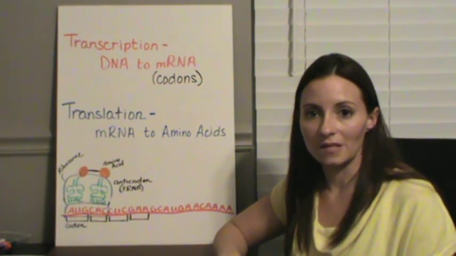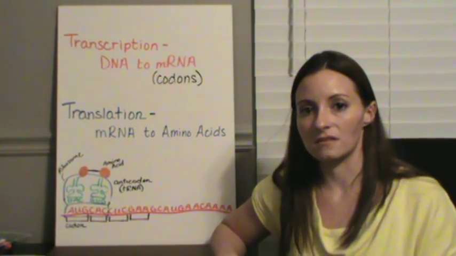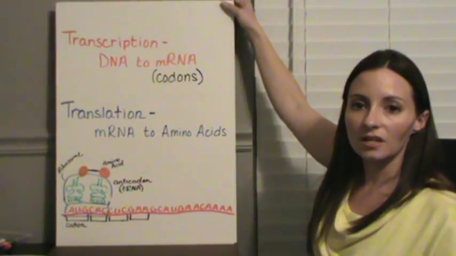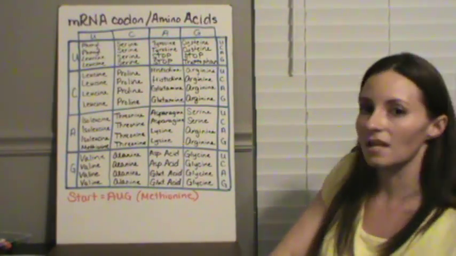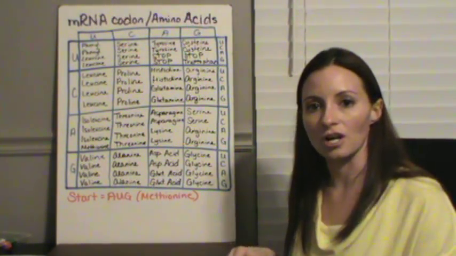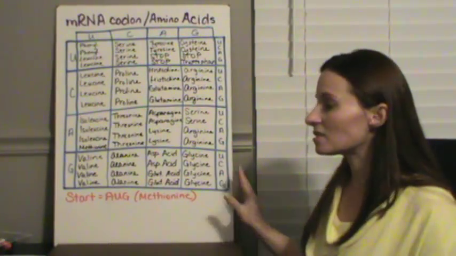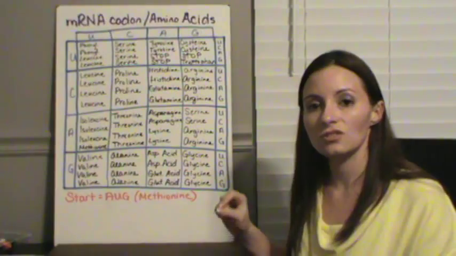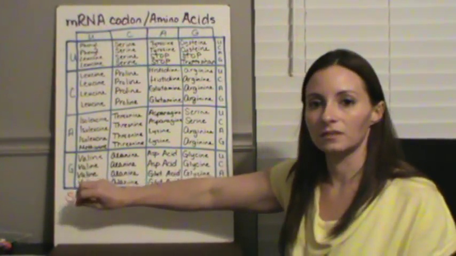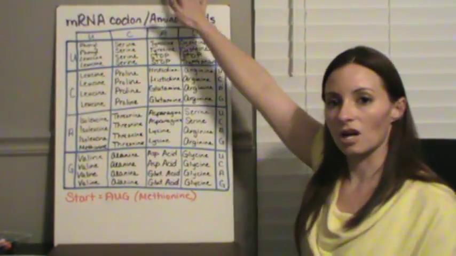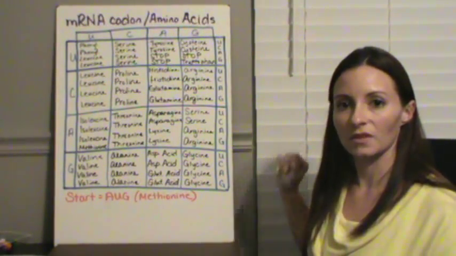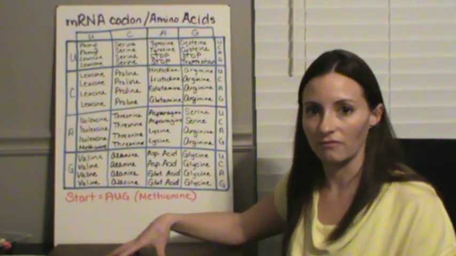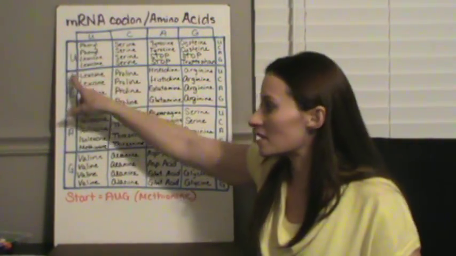The next question becomes, how do we know which amino acids they are? To know which amino acids they are, we use a codon chart. It's an mRNA codon to amino acid chart. The first thing you need to do is know how to read this chart. We read it from left, top, right. So the first base in whatever code we're looking for, we read from this side.